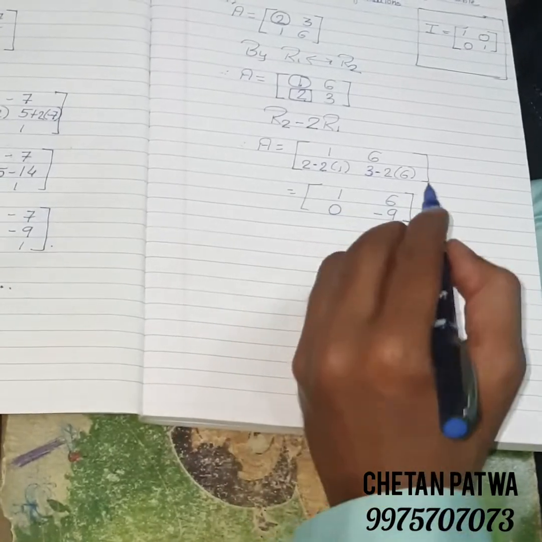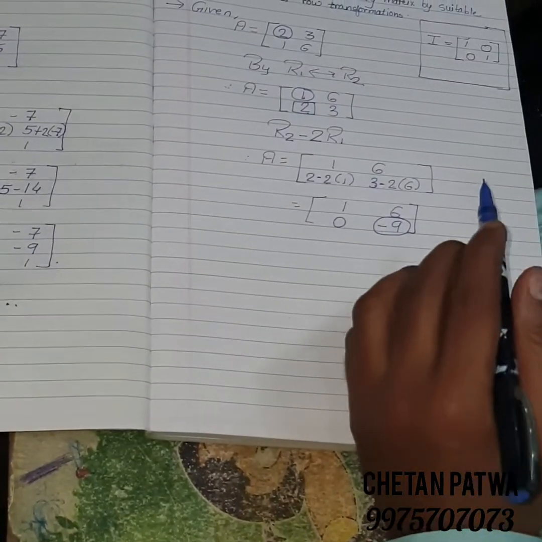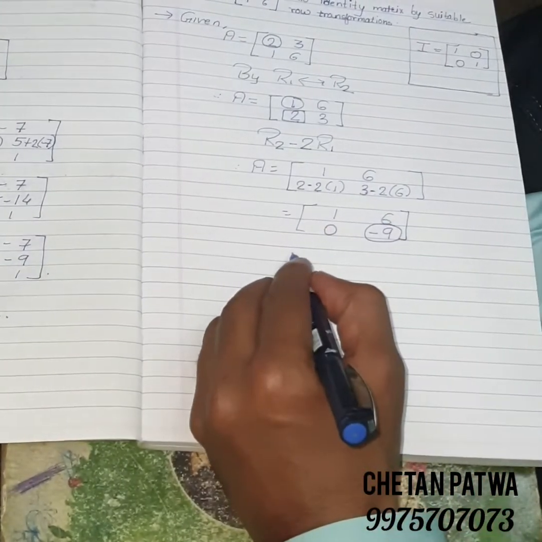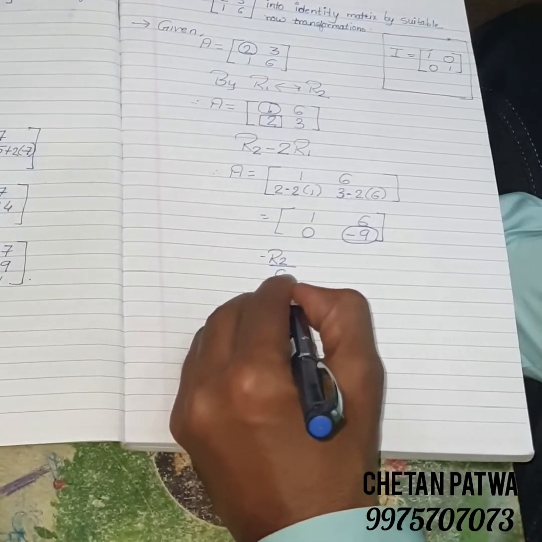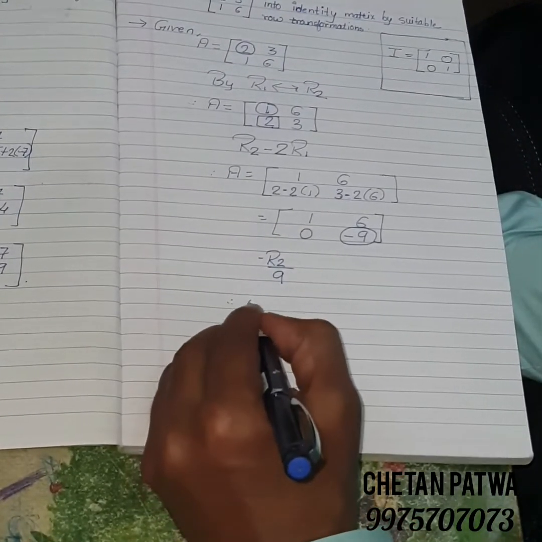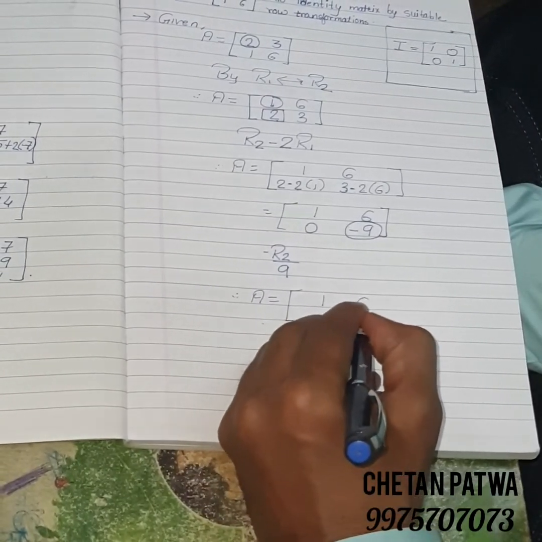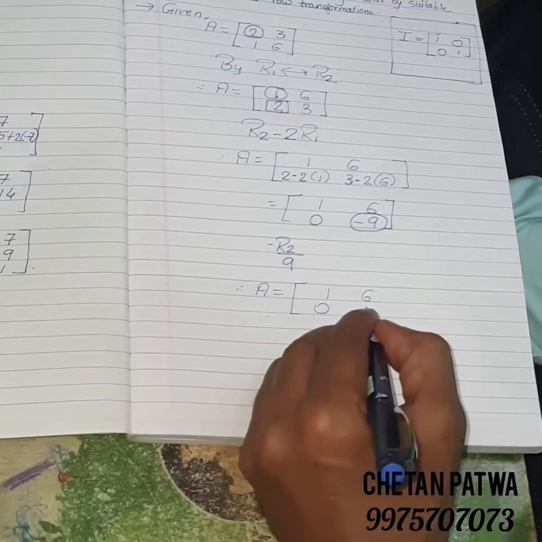Now third step, we will try to make this minus 9 into 1. So how to convert 9 into 1? We will divide by 9. So our next step will be minus R2 upon 9. Therefore we will get A is equal to 1, 6, 0 upon 9, 0, minus 9 upon minus 9 is 1.